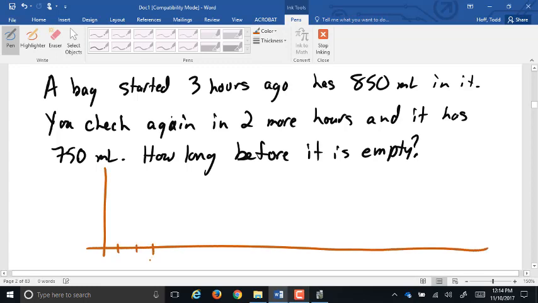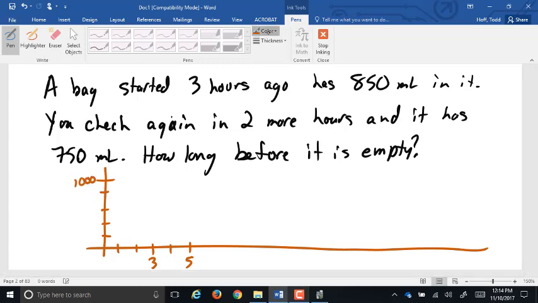You're starting 1, 2, 3 hours is where you started. 5 hours is where you were at. Now, my scale is going to suck here because this is going to be kind of small. Oops, I drew that very wrong anyway. Let me try that again. Make it a little better. There's 1,000 milliliters there. We are at 3 hours, we were at 850. Well, this is 800, so somewhere in here. At 5 hours, we were at 750, somewhere in here.